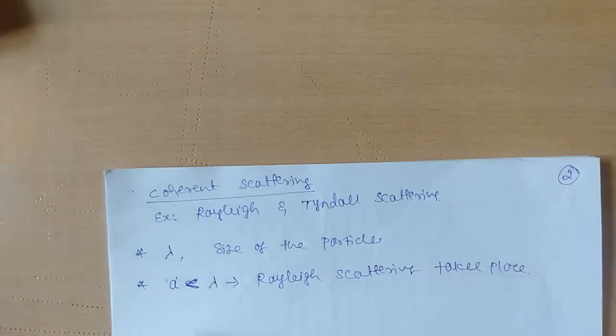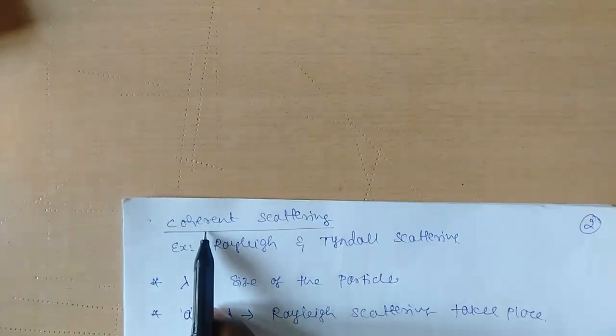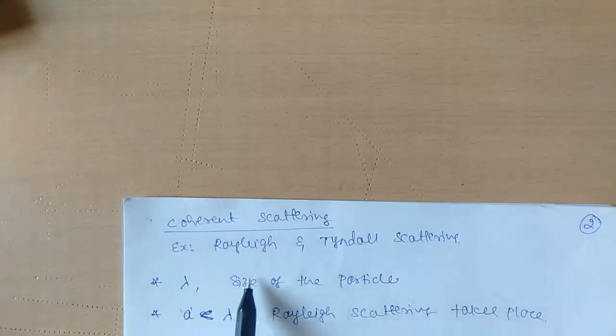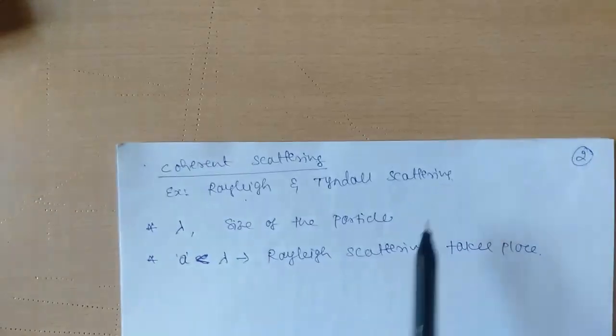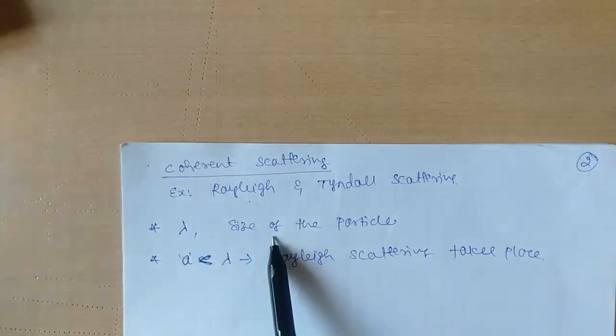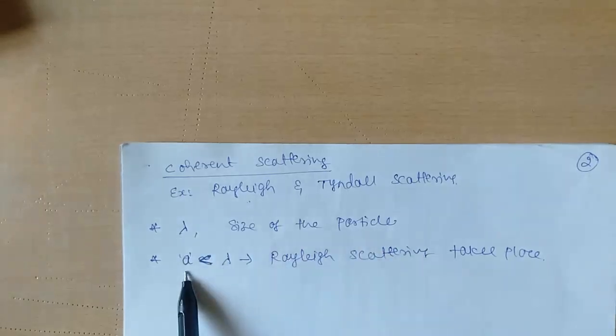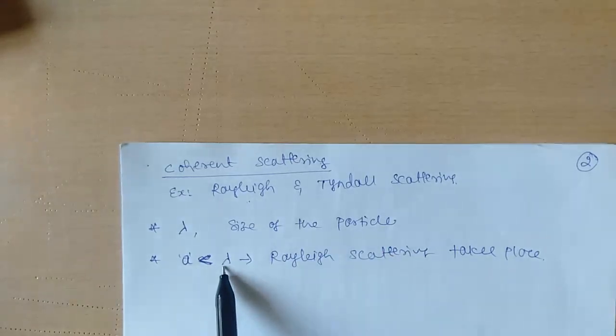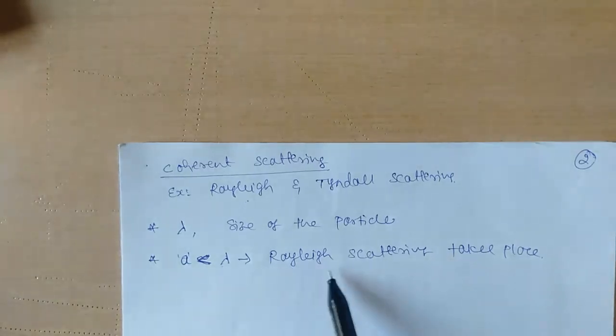Understood, students? Here we are discussing coherent scattering. In coherent scattering, if the wavelength of the scattered light is the same as the wavelength of the incident light, then such a scattering will be known as coherent scattering. The two examples for coherent scattering are Rayleigh scattering and Tyndall scattering. Scattering mainly depends on two factors: the wavelength of the incident light, and the size of the particle. So if A is the size of the particle, and if the size of the particle is less than the wavelength of the light, then Rayleigh scattering is most likely to take place.